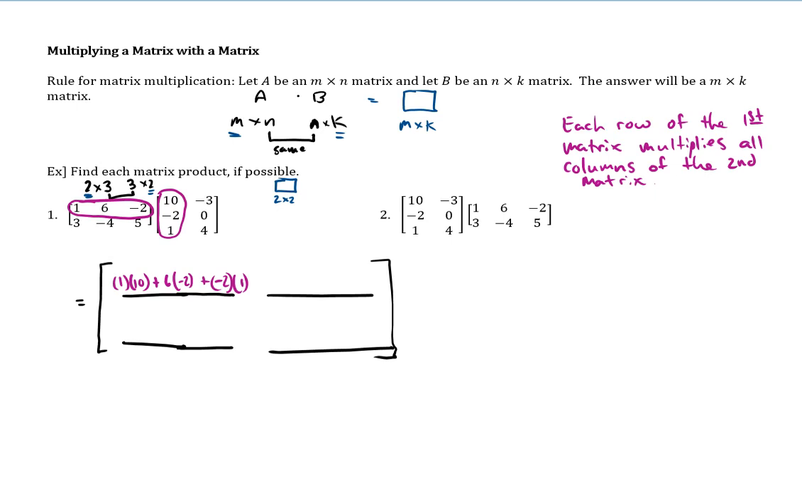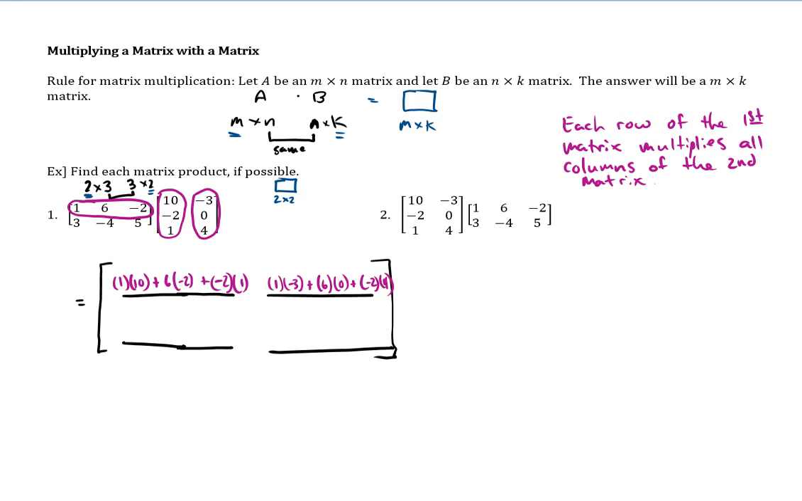Moving on, for the next spot in our answer matrix, this same row will now multiply this column, and the answer will go in the top right. Same deal, make sure to match these elements: 1 times negative 3, plus 6 times 0, and the last one, plus negative 2 times 4. Even there it got a little tight. That's how we break these down. Let's keep going.